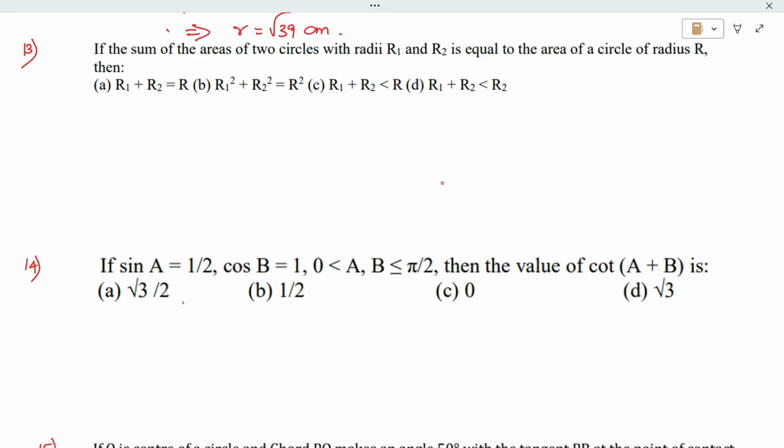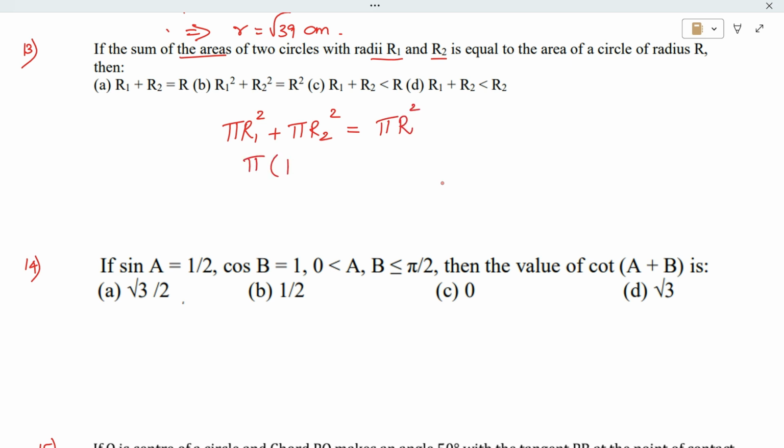Question number 13. If the sum of areas of two circles with radii R1 and R2. So I'm going to find the sum of two areas. That is one with radius R1, so it will be pi R1 square, and another circle of area pi R2 square, isn't it? That is equal to the area of a circle of radius capital R. So it is pi R square, isn't it?